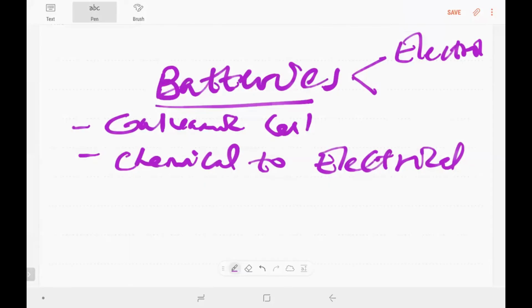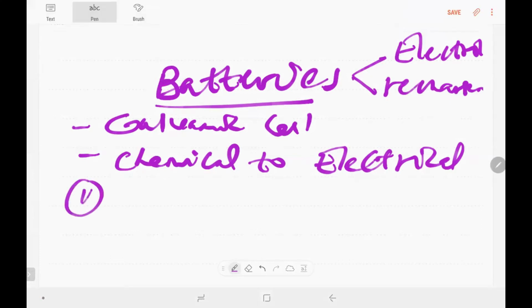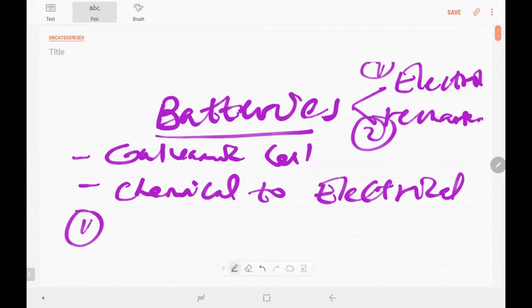Batteries are classified based on the nature of their electrolyte, and the second one is based on whether they are rechargeable or non-rechargeable, based on their rechargeability. So based on electrolyte, batteries can be classified into what? The first classification is based on their electrolytes, and the second one is based on their rechargeability. Based on their electrolyte, batteries can be classified into wet and dry cell.